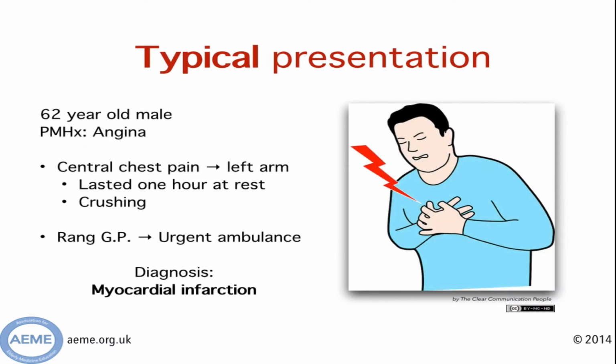Firstly, let's think about a typical presentation of a 62-year-old man with a past medical history of angina. He presents with central chest pain that spreads to his left arm and shoulder. It lasts 1 hour at rest and he describes the pain as crushing. He rings the GP, who immediately organises an urgent ambulance, and he arrives in A&E within half an hour. The ECG shows an acute anterior myocardial infarction. The diagnosis is easy, and the fascination for the cardiologist is getting him to the catheter lab and for immediate intervention, which can be life-saving.